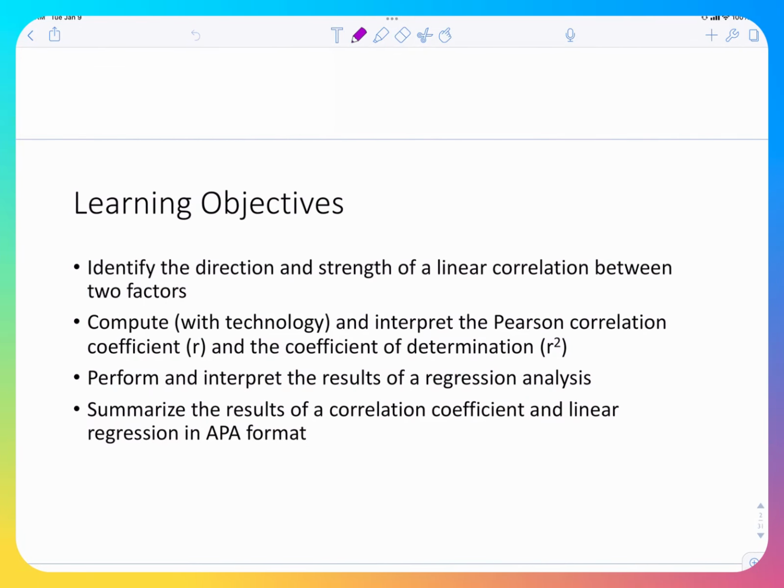So in this second part of class, we're going to learn about regression. Specifically, we're going to focus on performing and interpreting the results of a regression analysis, and then after that, summarizing our results using APA format.